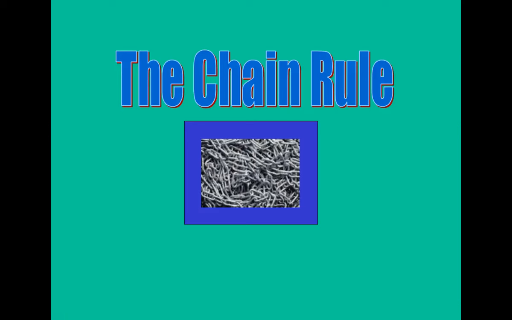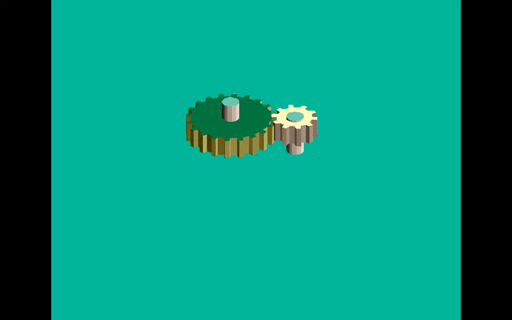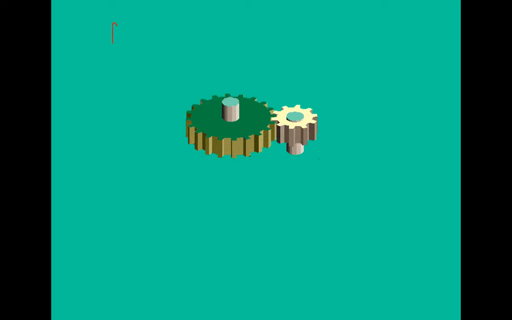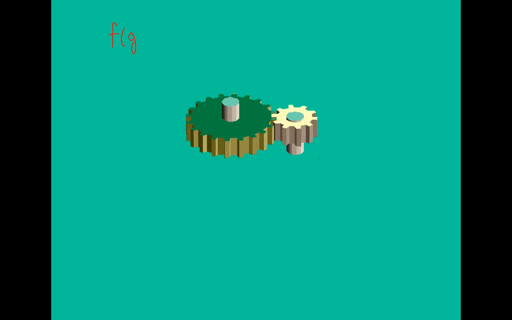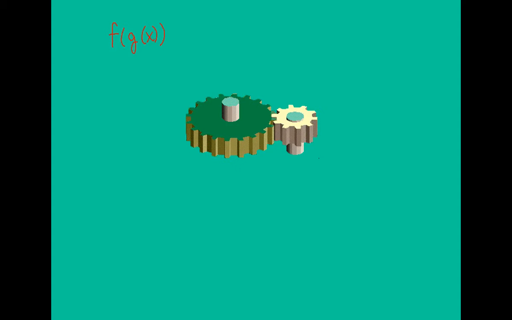In today's lesson, we're going to look at a very important rule when we're taking derivatives. It's called the chain rule. We haven't, to this point, taken a derivative of a function in the form of a composite function, f of g of x. That's what the chain rule is about. How do we take the derivative of a composite function? So that's what we're going to be looking at today.